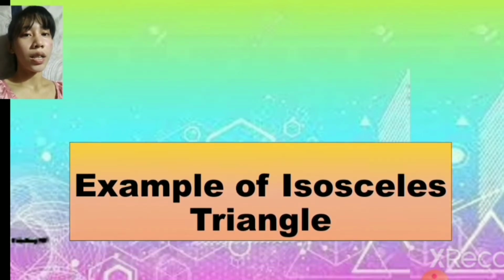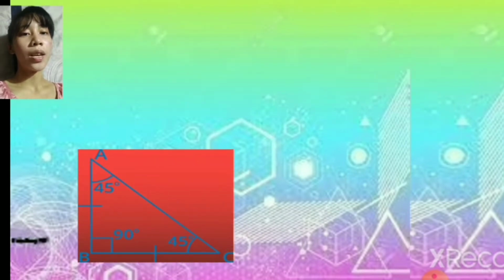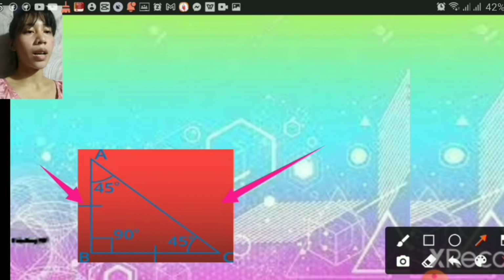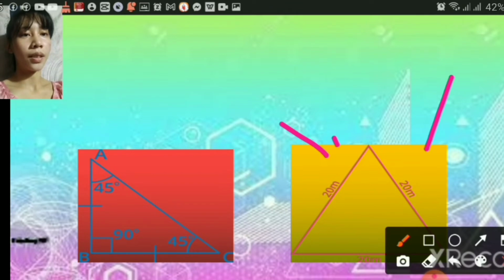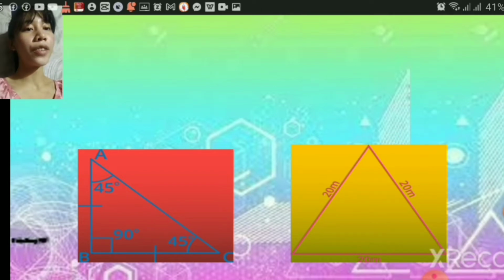So here are the examples of isosceles triangles. The first one is here. That is an example of an isosceles triangle because they have the same length in the sides, and then the angles also are congruent. Another example is here. As you noticed, this isosceles triangle has the same sides, right? So the same length. The sides of this isosceles triangle are congruent.